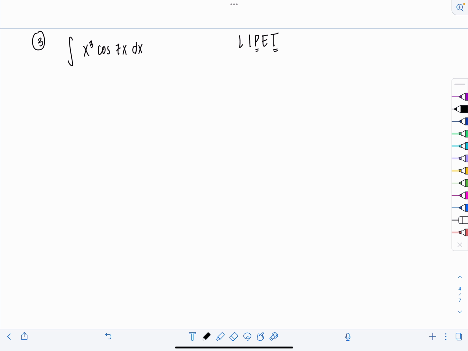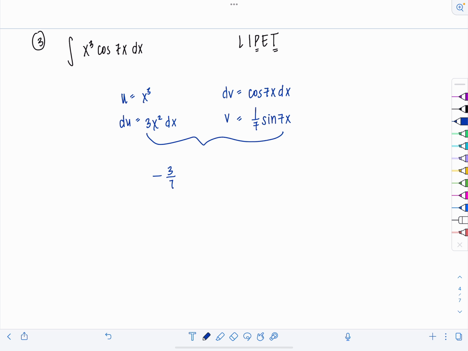So probably we're going to let u equal x cubed. And that makes sense because du would be 3x squared. So already the degree is going down by 1, right? So then I would let dv be cosine 7x dx. And then v would be 1/7 sine 7x. However, we're going to have to integrate this expression here eventually, right? You'd have like minus 3/7 x squared sine 7x dx. And then notice you'd have to do another integration by parts a couple more times.